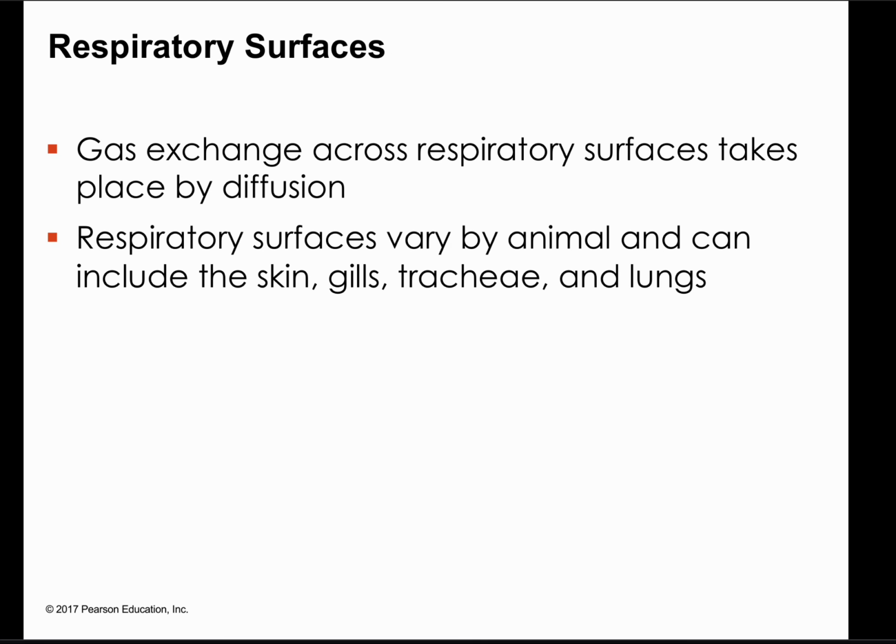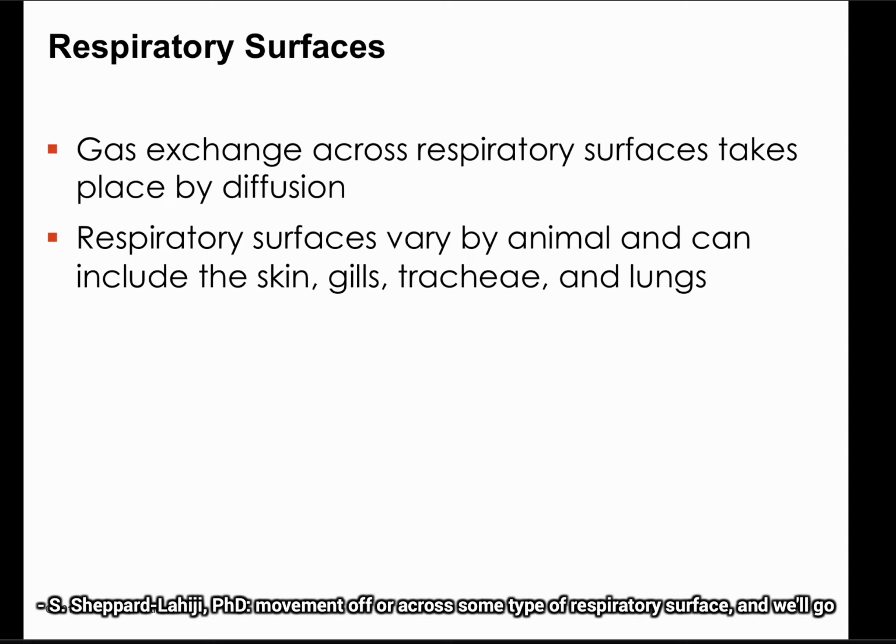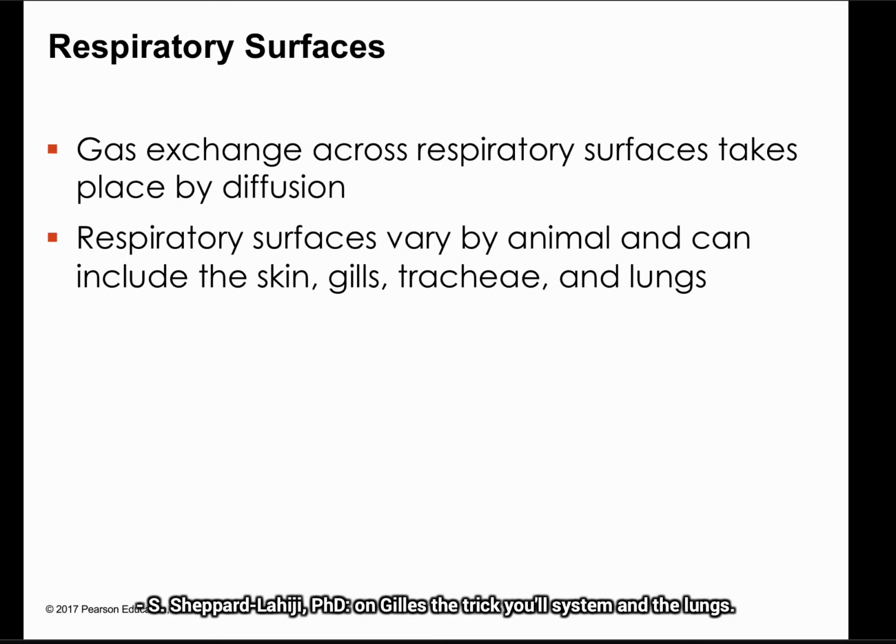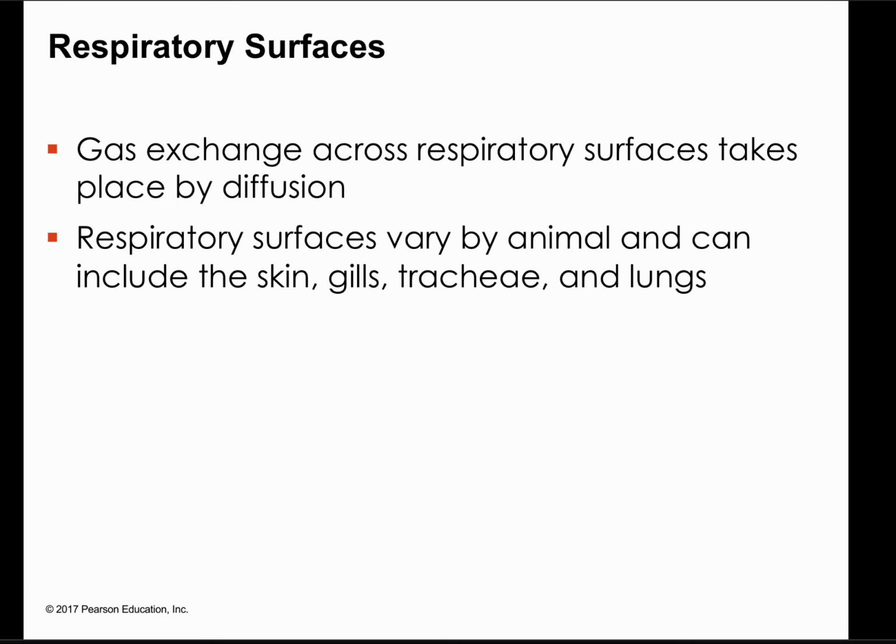So, in order for gas exchange to take place, there needs to be movement across some type of respiratory surface. And we'll go through a few examples of respiratory surfaces. They're going to vary depending on the needs of the organism and the media in which it's acquiring its gases from, and we'll put emphasis as far as our discussion is concerned on gills, the tracheal system, and the lungs.